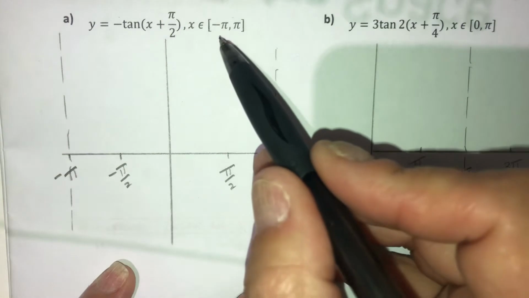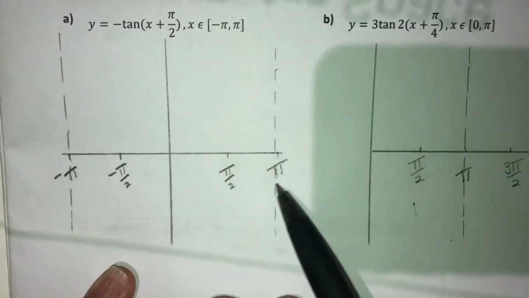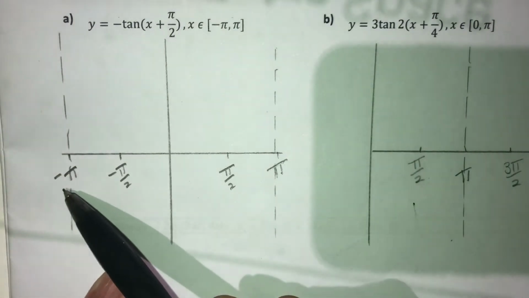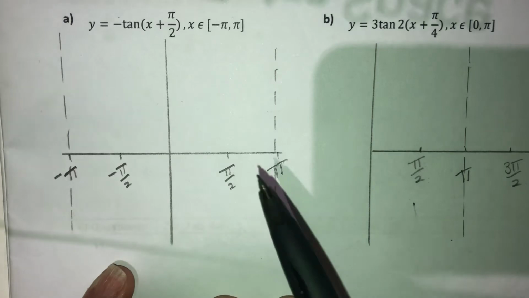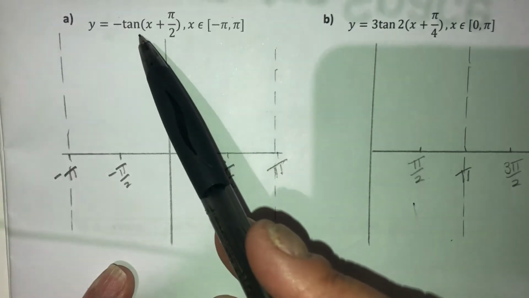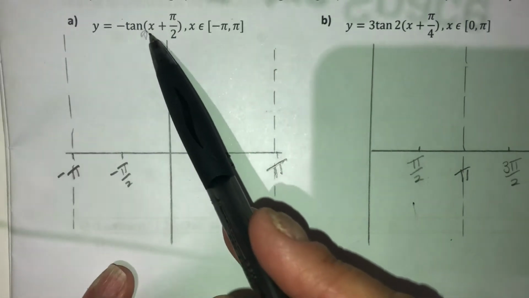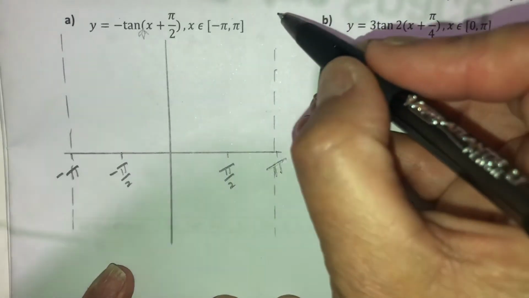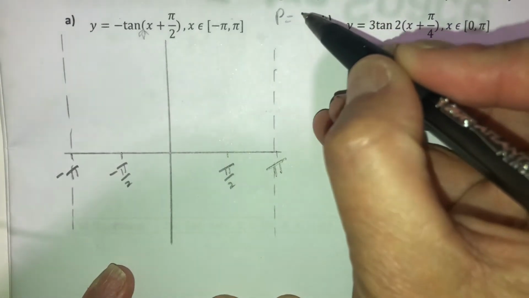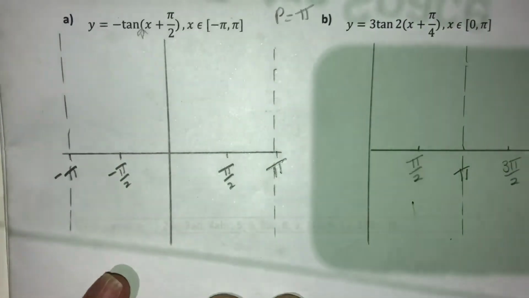So this time we're between negative pi and pi. So that's why I have drawn from negative pi to pi. Let's have a look at what the period is. Okay, so period, there's nothing here in front of our bracket. So our period is just pi. So we have a normal pi period.